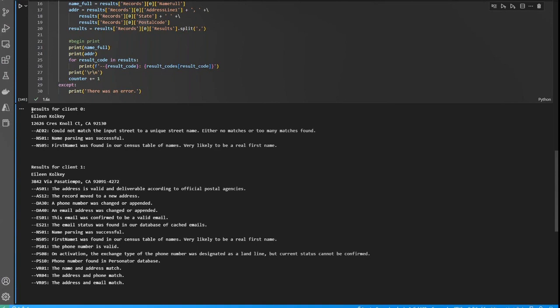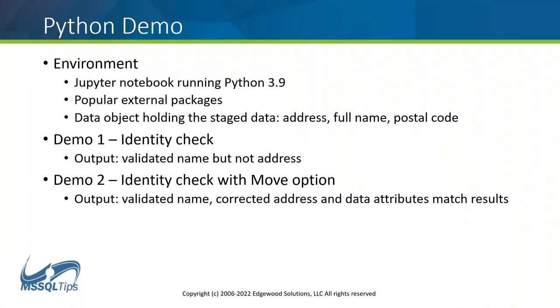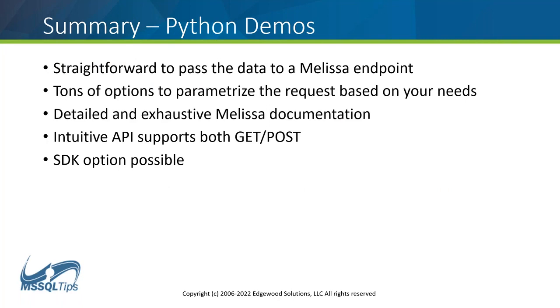So we have quite a bit more result codes, and we can follow up with those result codes what actually happened while Melissa was parsing that data. For example, the phone number is valid, and remember, we didn't even input a phone number. Phone number found in Personator database, the name and address match, among other result codes. Okay, that concludes the Python demo, and I will switch back to my slides to give you a brief summary of what we just did.